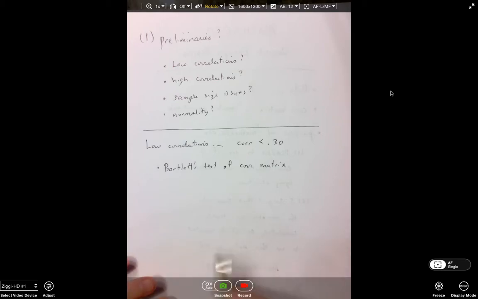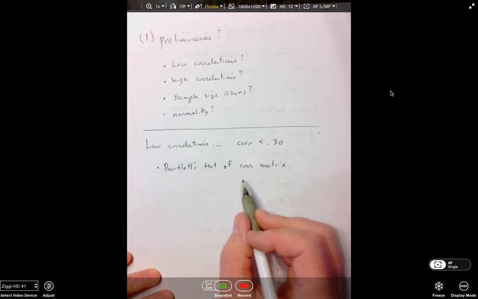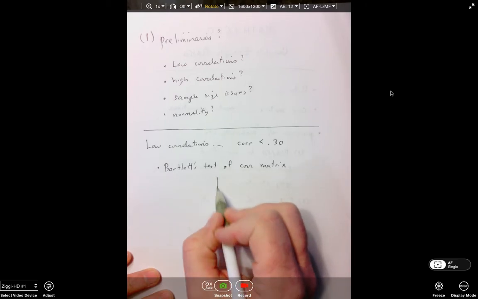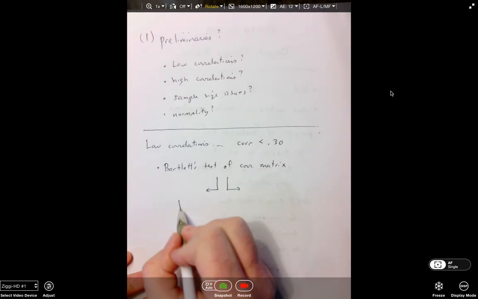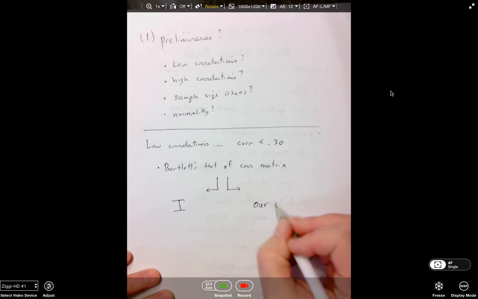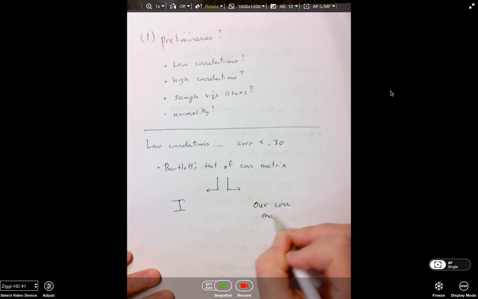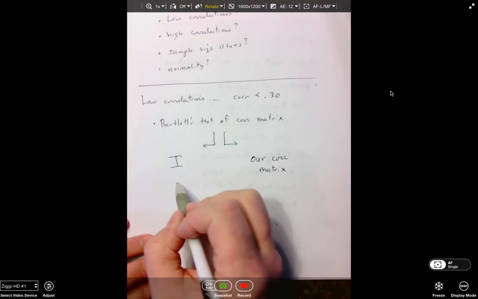Now, guys, let me back up a little bit. What Bartlett's test of correlation matrix does is it compares two matrices. It compares the identity matrix with our correlation matrix, okay? Now, let's think about the identity matrix.